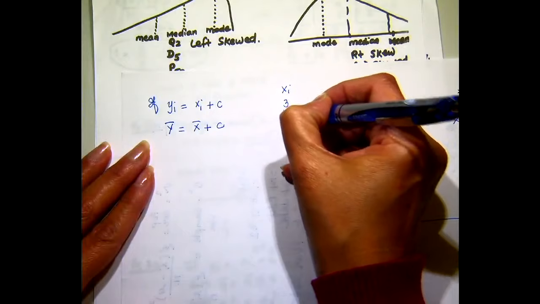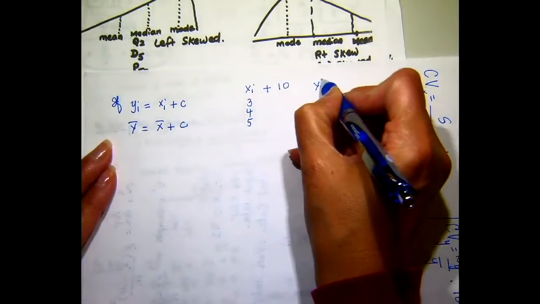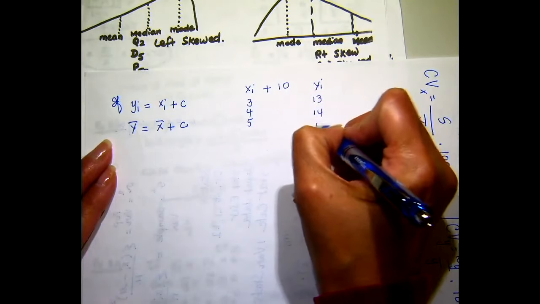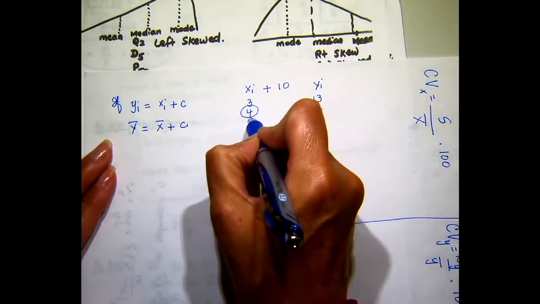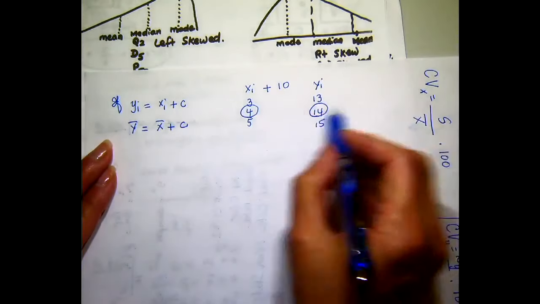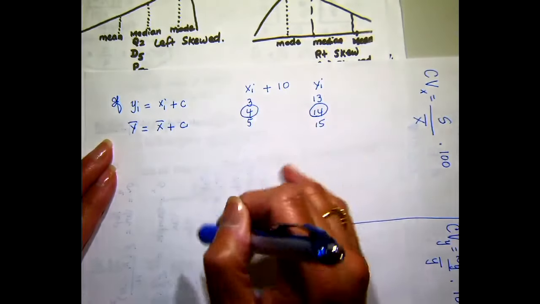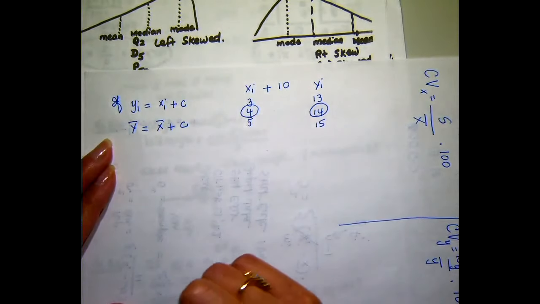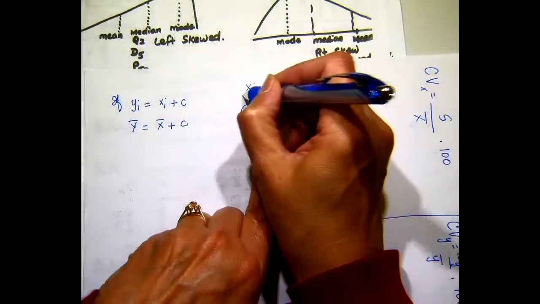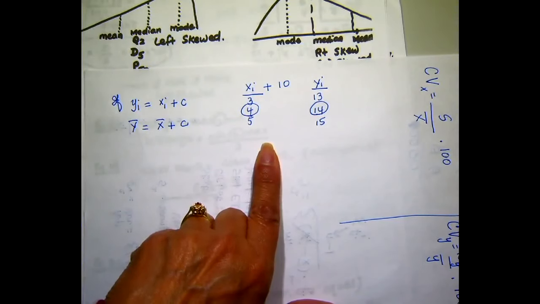And I believe the example that I gave you was this. xi is 3, 4, and 5. I'm adding 10 to everybody. So I got 13, 14, and 15. And here the mean was 4, and here the mean is 14. So clearly the new mean is equal to the old mean plus 10 also. So this is demonstrated right here. Do you see that?